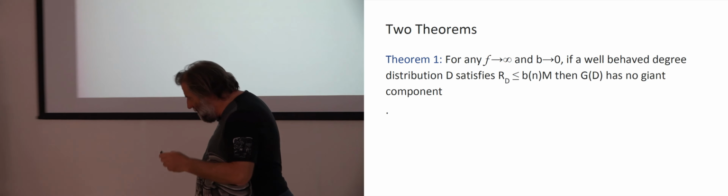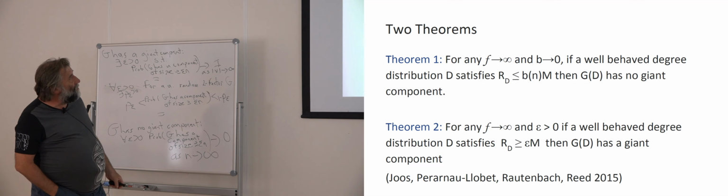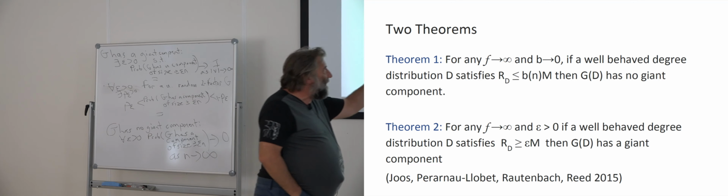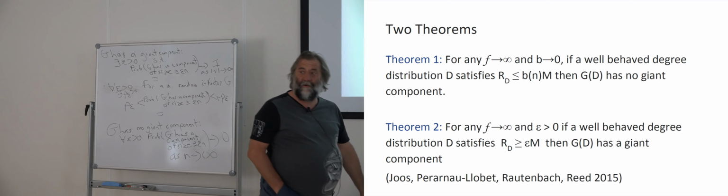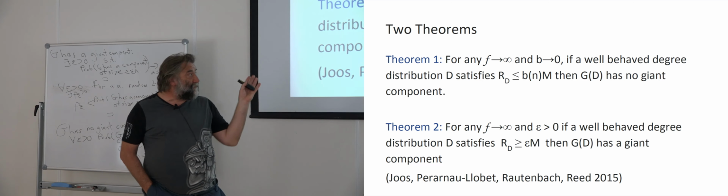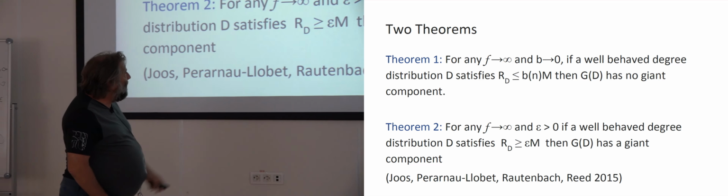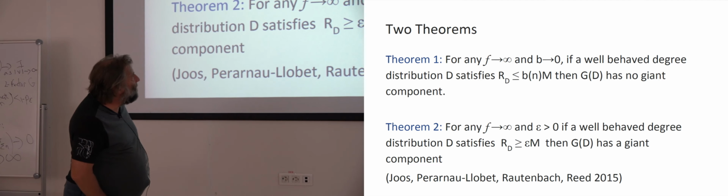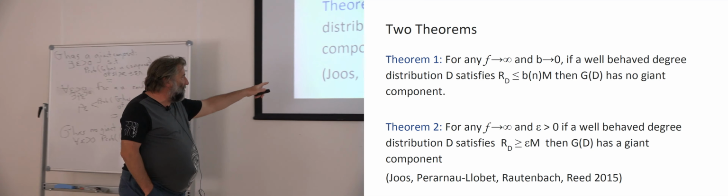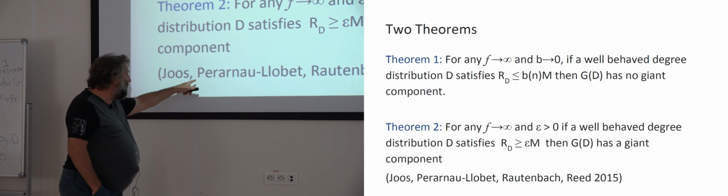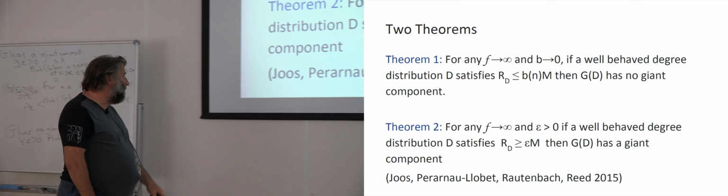Okay, so here are the two theorems. We look at RD, not the sum of d times d minus 2, and we compare it not to n, but to m, the sum of the degrees which are not 2. If it's at least epsilon m, then GD will have a giant component. And if it's little o of m, then GD has no giant component. This is joint work with Felix Joos, who's now at Birmingham, Guillaume Fernandez-Loubet, who's in Barcelona, and Dieter Rautenbach at Ulm.